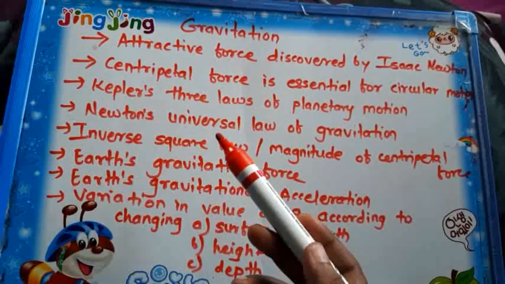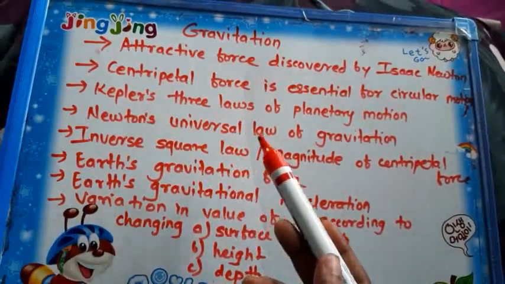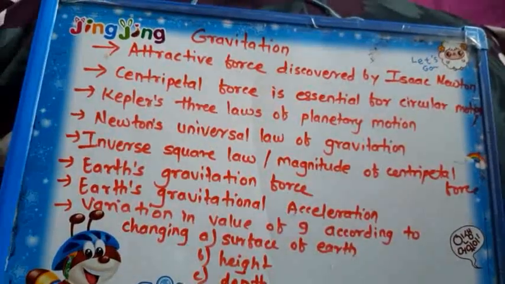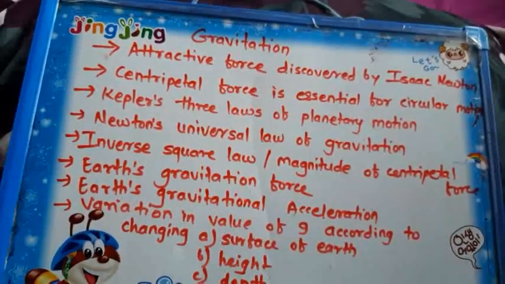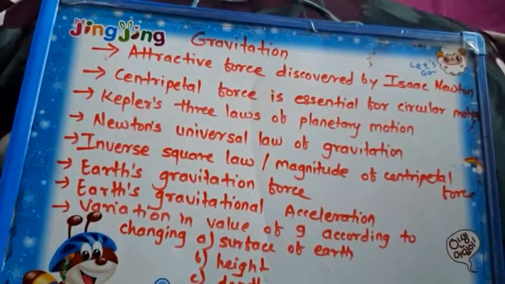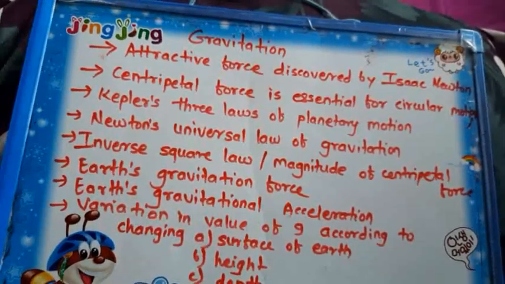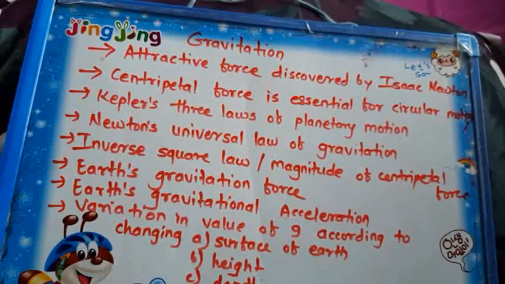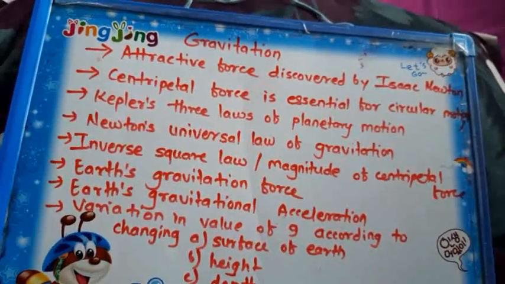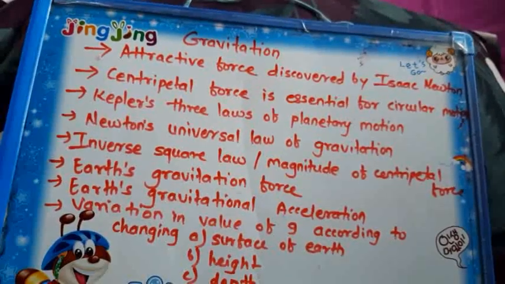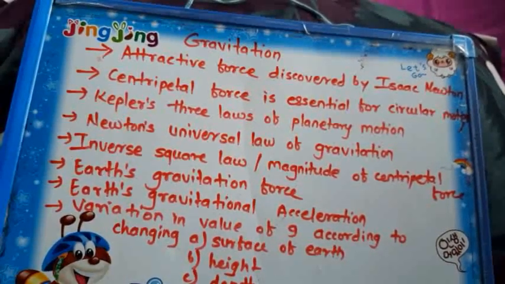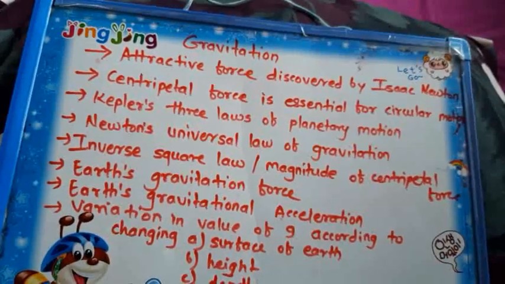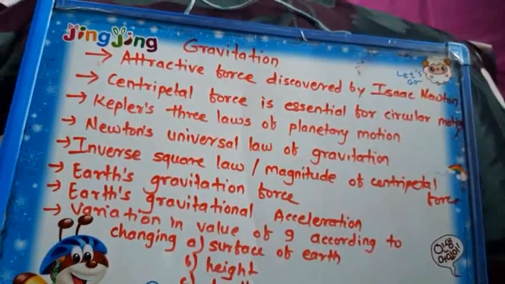Next point was Newton's universal law of gravitation, which states that every object in the universe attracts every other object with a definite force. This force is directly proportional to the product of masses of the two objects and is inversely proportional to the square of the distance between them.